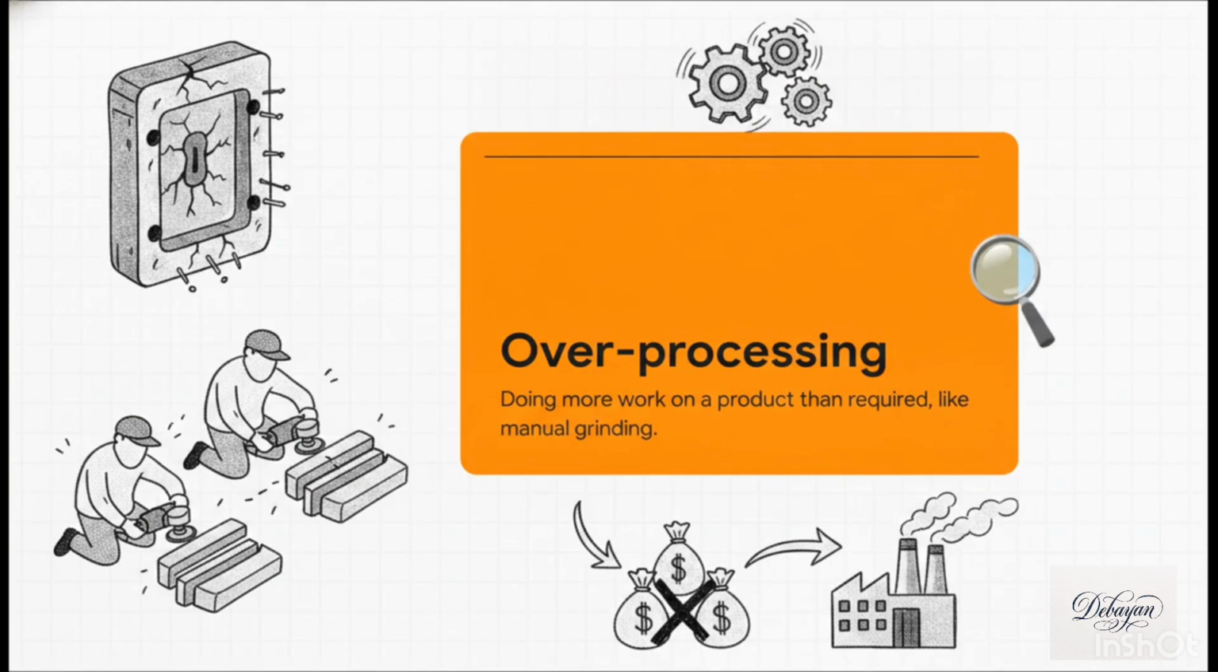Our 6th waste is overprocessing. This means doing more work on a product than the customer actually requires, or doing it unnecessarily because your foundational tools are flawed. A perfect example of this is in plastic molding or casting. If the original molding die is worn out, the parts are going to come out with sharp edges or flashes. Instead of just repairing the die, a manager might hire 3 operators to sit there all day and manually grind those flashes off. Guys, you are paying for a process the customer didn't even ask for.